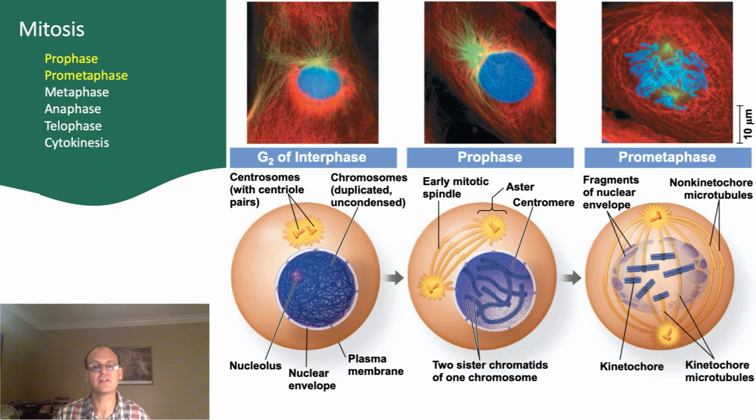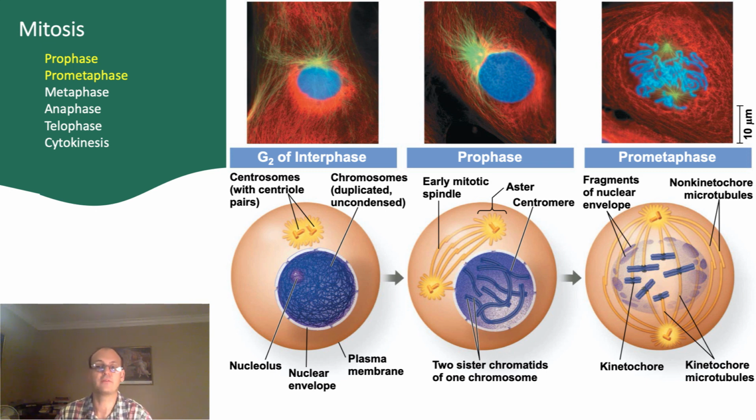The first stage of mitosis is called prophase. And during prophase, the chromosomes become condensed and bound up into discrete chromosomes. The centrosomes also split up and head to opposite sides of the cell.